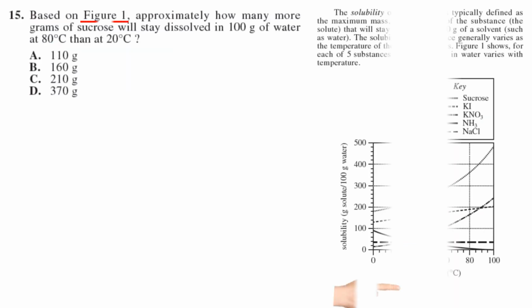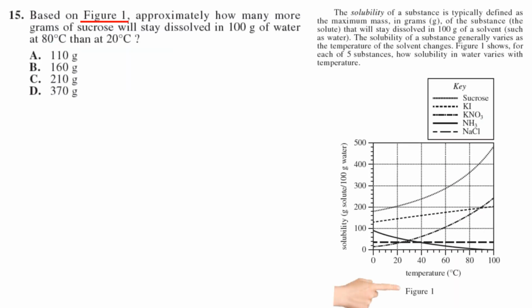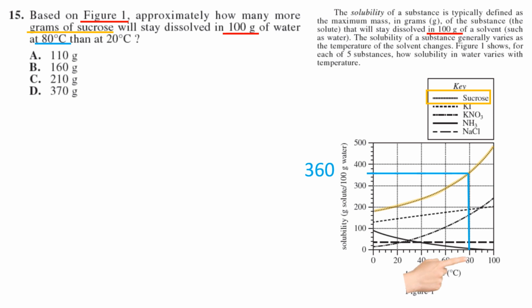Number 15, based on figure 1, approximately how many more grams of sucrose will stay dissolved? So sucrose is this just dotted line, and 100 grams. We're just making sure it's the same values throughout at 80 degrees, then at 20 degrees. So 360 at 80 degrees. At 20 degrees, it's about 200. So 360 minus 200 is 160. So 160 more grams will dissolve at 80 degrees. So your answer is B.